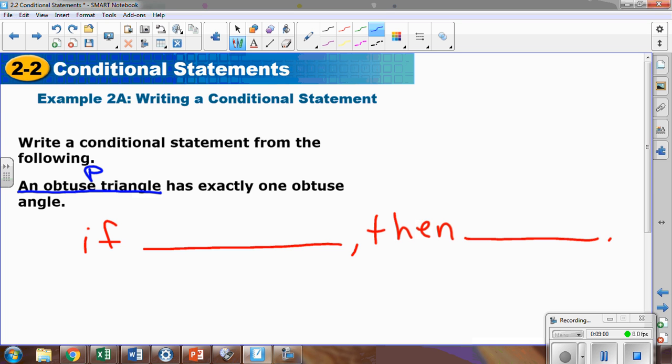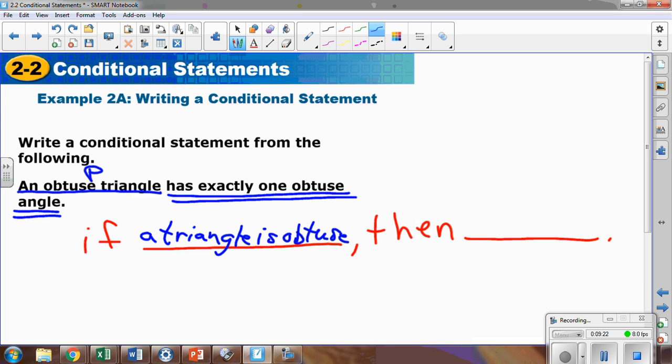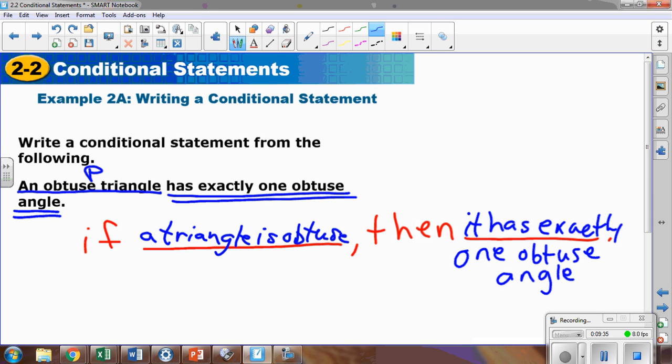If a triangle is obtuse, of course that's not the only way that we can phrase it, but you see how the idea is the same. If a triangle is obtuse, then it has exactly one obtuse angle. You see the structure here? We're translating it from a statement of fact into an if-then statement.